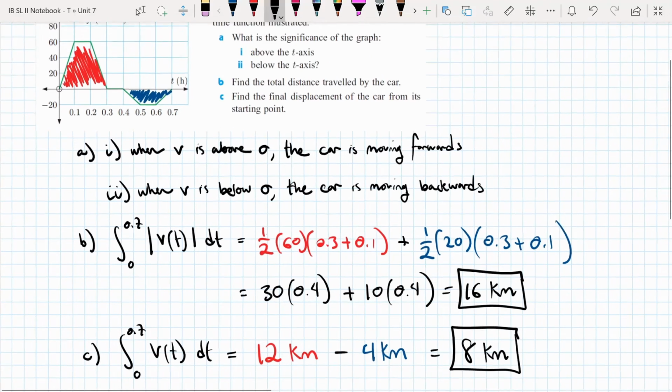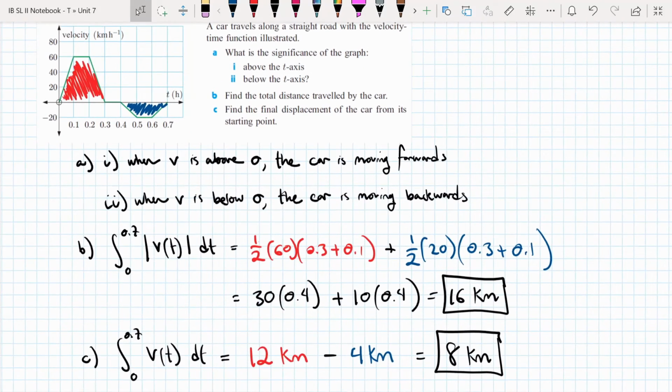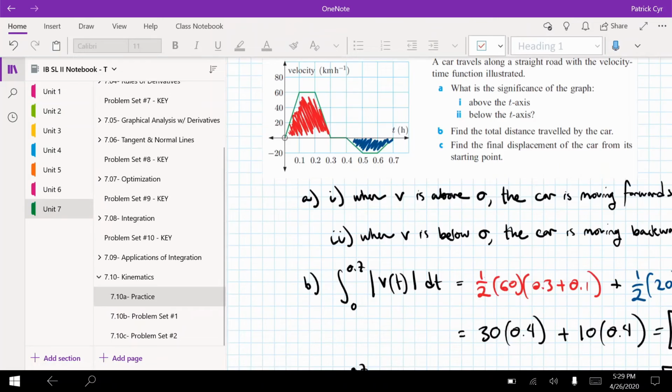Okay, so the total distance this car has traveled is 16 kilometers. The net displacement from the original position is 8 kilometers from 0 to 0.7 hours. Okay, to wrap up this video today, we're going to go through problem set number 1.